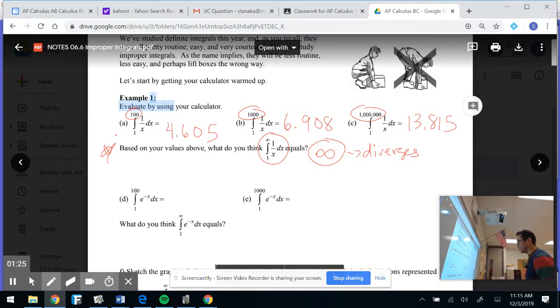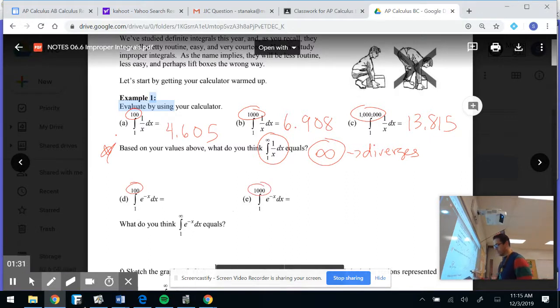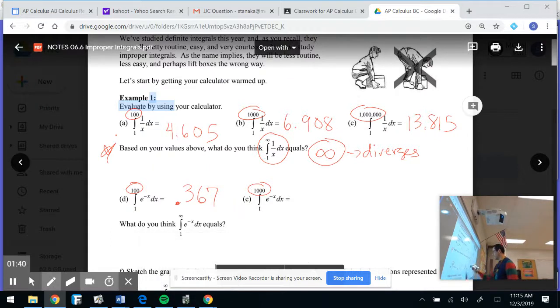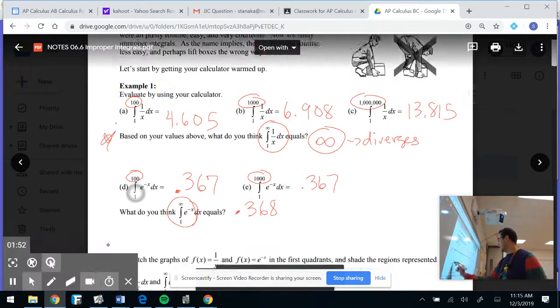Now let's look at a couple of other ones. We have a new function now, it's e to the negative x. I plug in 100, I plug in 1,000. Plug in 100 into that guy, and I get 0.367. Let's plug in this other one, but put 1,000 in there. I get 0.367. So what do I think this equals? Well, let's go a little crazy, maybe 0.368 or 0.367. And believe it or not, it does.